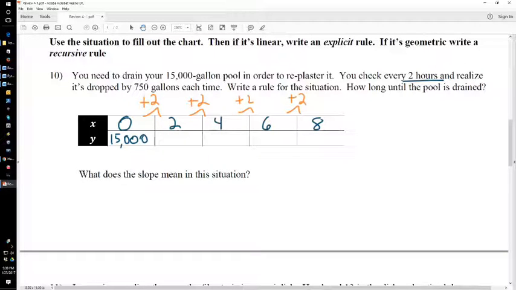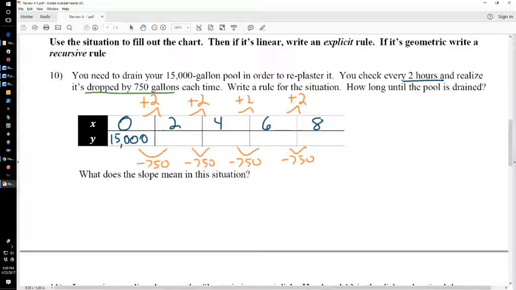All right, and every 2 hours it's doing what? It's dropping by 750 gallons. So each time we go up a step, we need to lose 750 gallons. Minus 750, minus 750, minus 750.